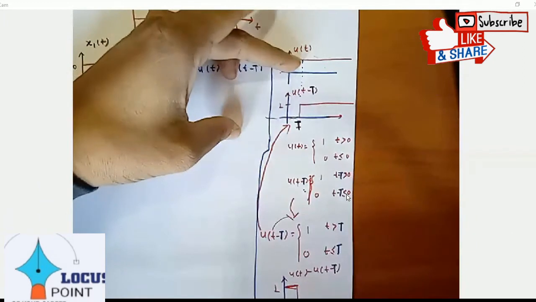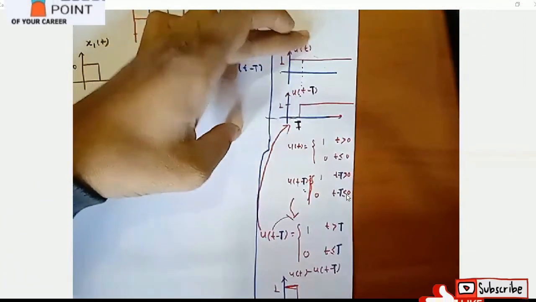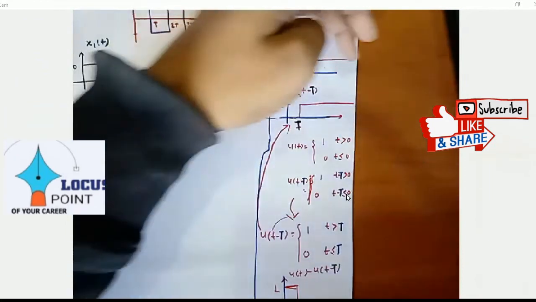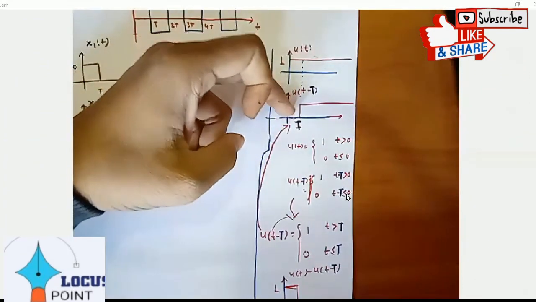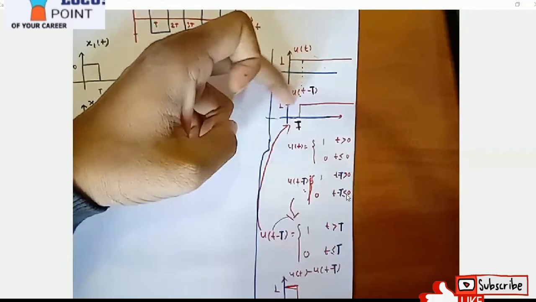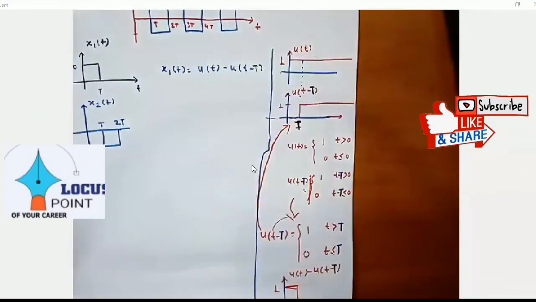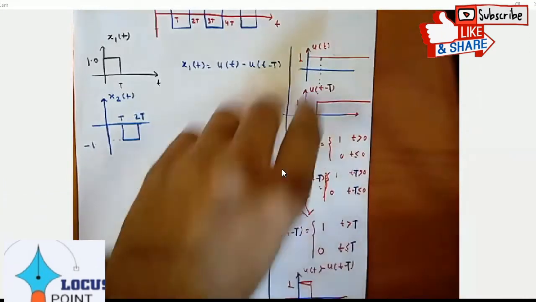So whenever I subtract something inside the function x(t), and if I write x(t minus 1), the whole graph will be shifted towards the right direction by 1. Like here it is capital T, the whole graph will be shifted by capital T. I think Kush understood this point.